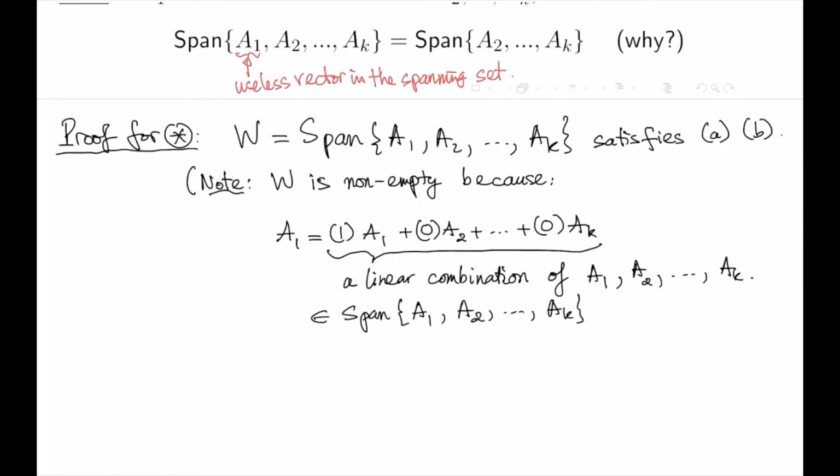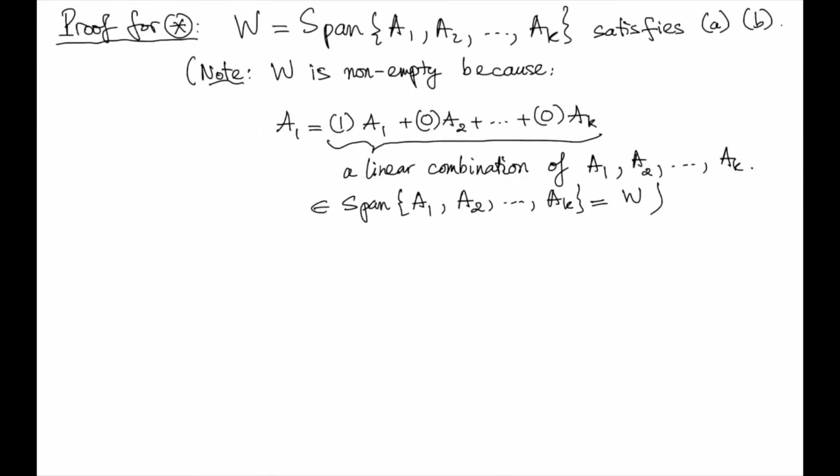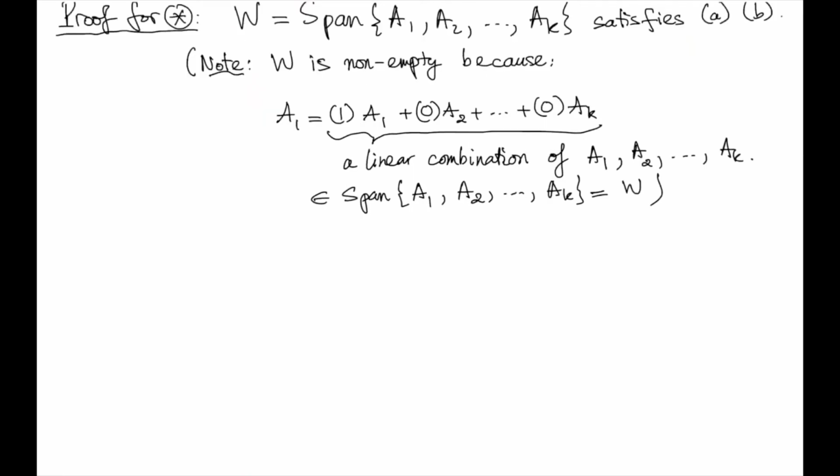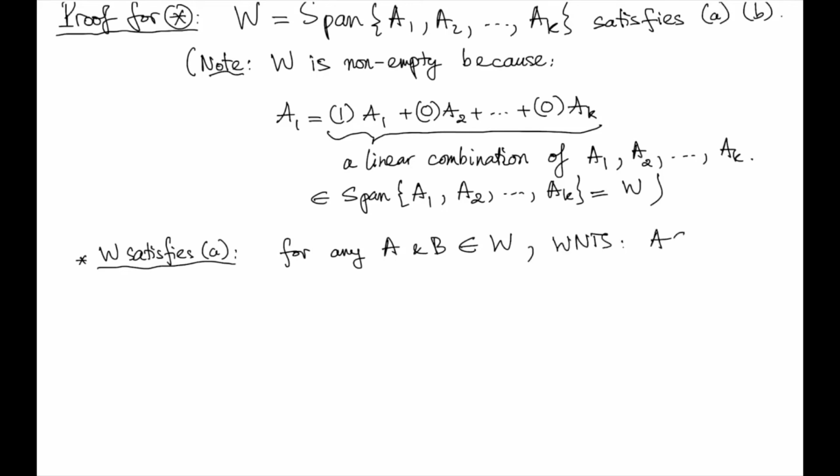And from now on, I'm going to just write W to save us time. So now we are working on some set that really has something to play with. Now we have to prove that W satisfies A. In order to prove that, we have to start with any arbitrary A and B in W. We need to show that A plus B is also in W.